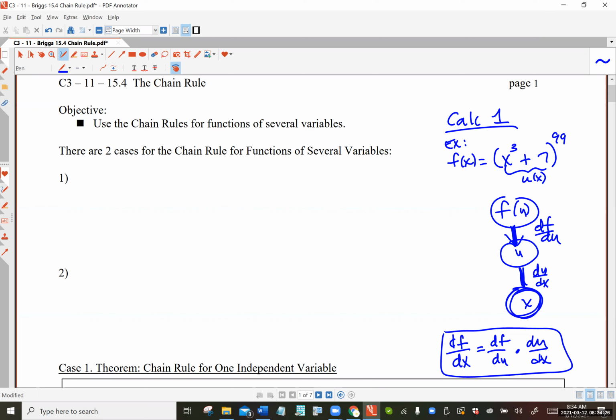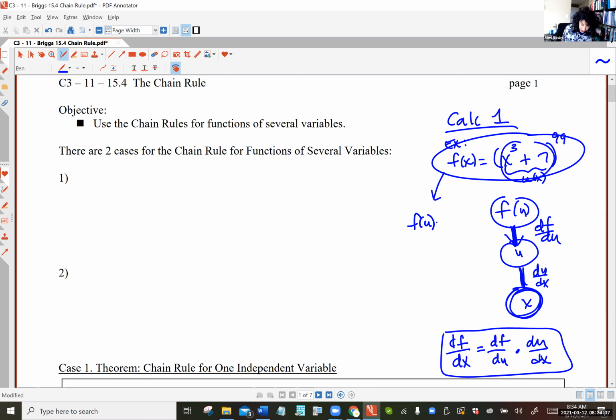Okay, so the way you would do it, on this example: if you say this is f of u, where u is the stuff inside parentheses, it looks like u to the 99th power. So df du, using what we call the power rule, is 99 u to the 98th power, yes? Then du dx, if u is equal to x cubed plus 7, the derivative of x cubed plus 7 is 3x squared, yeah?